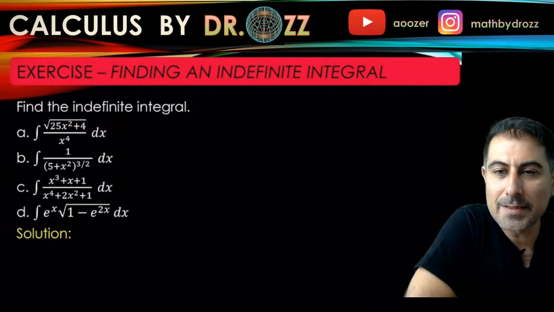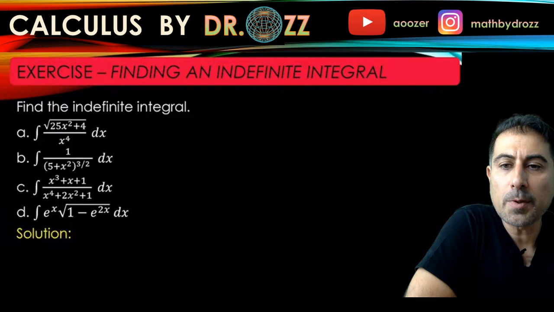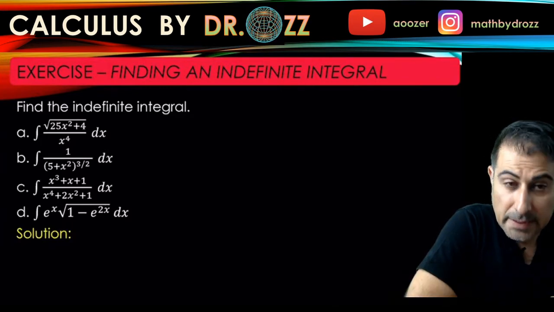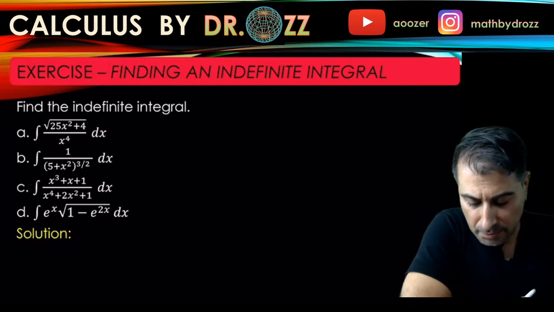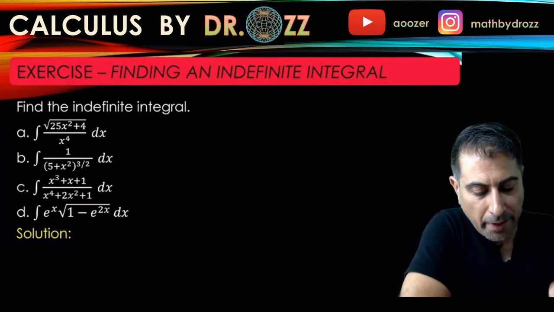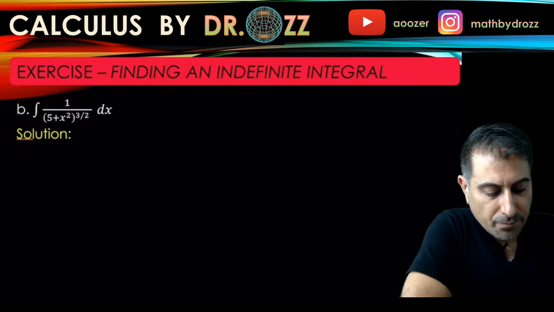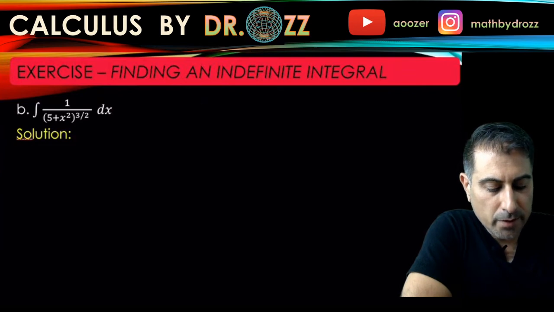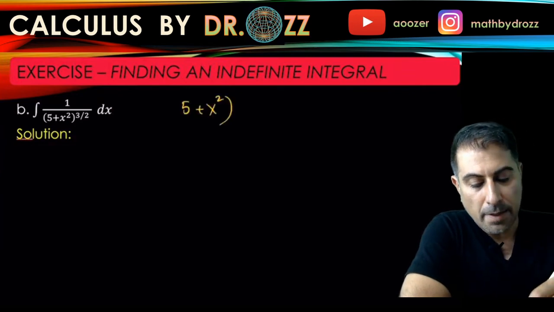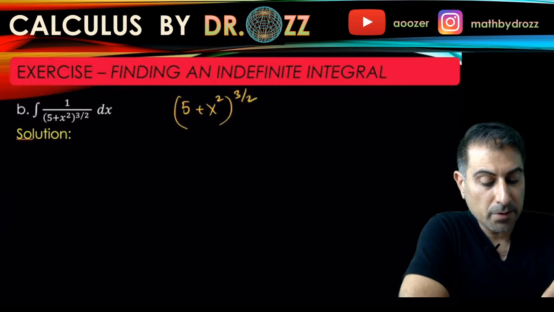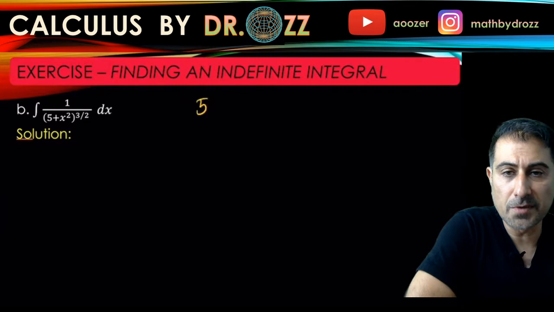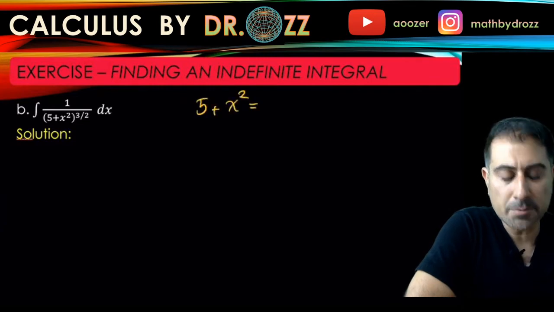All right, for part B, let's see what we have. We have 5 plus x squared to the power of 3 halves. That looks like it's the sum of the squares. Let me write down 5 plus x squared to the power of 3 halves, but I just need the sum of the squares part. So in other words, I need only this part to pick the right substitution.